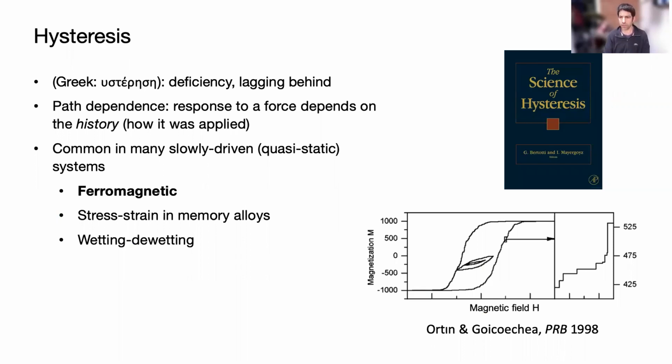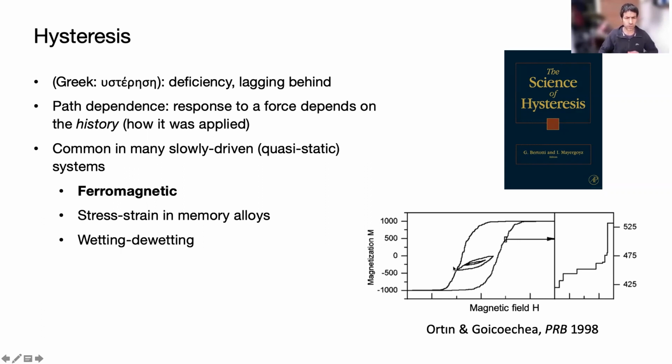One of the most well-studied in statistical physics is ferromagnets. You apply an external magnetic field, and you get different magnetization depending on the path. If you increase or decrease the field, you have a different magnetization, and you can also do partial loops. You can do an inner loop or secondary loop and a tertiary loop.